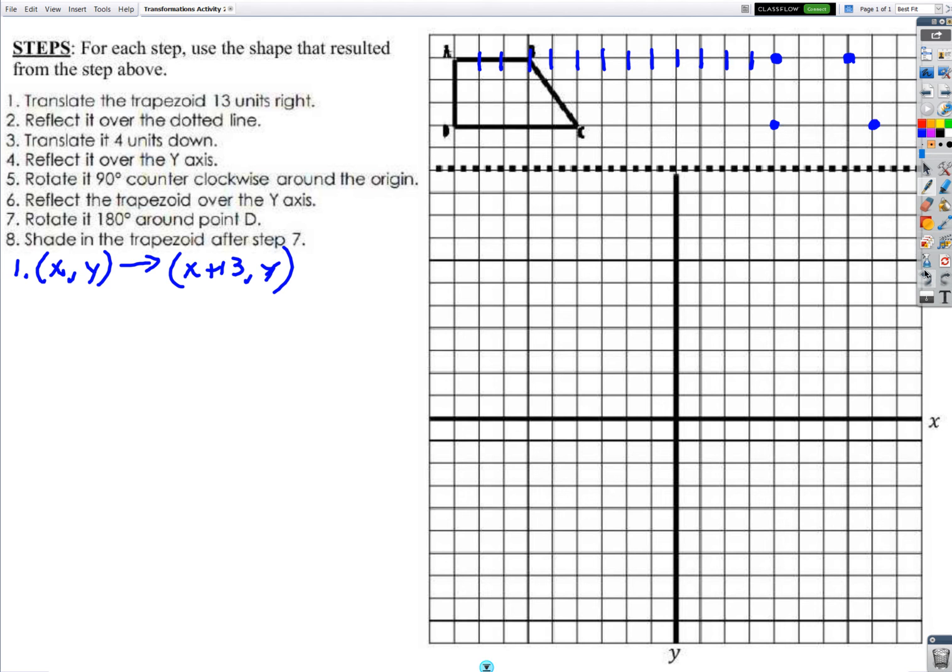I didn't go far enough. So after transformation number 1, that's where we ended up at.